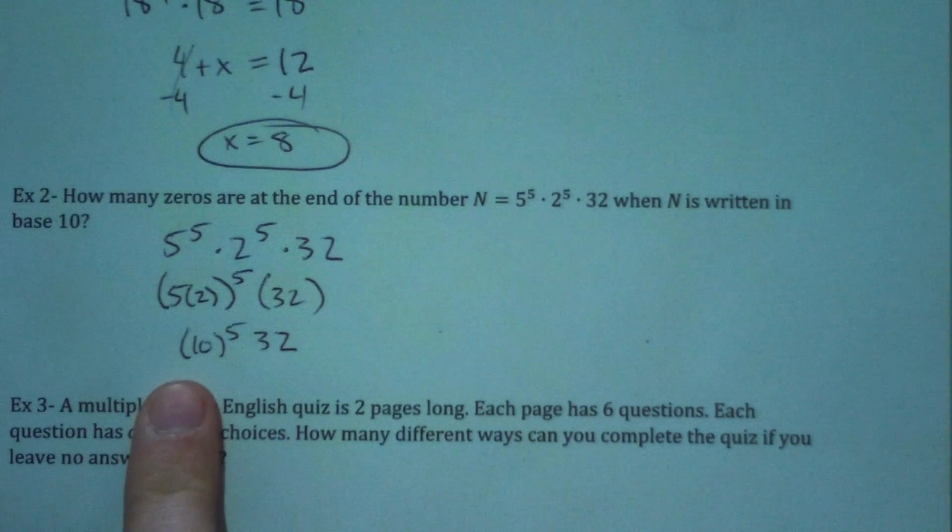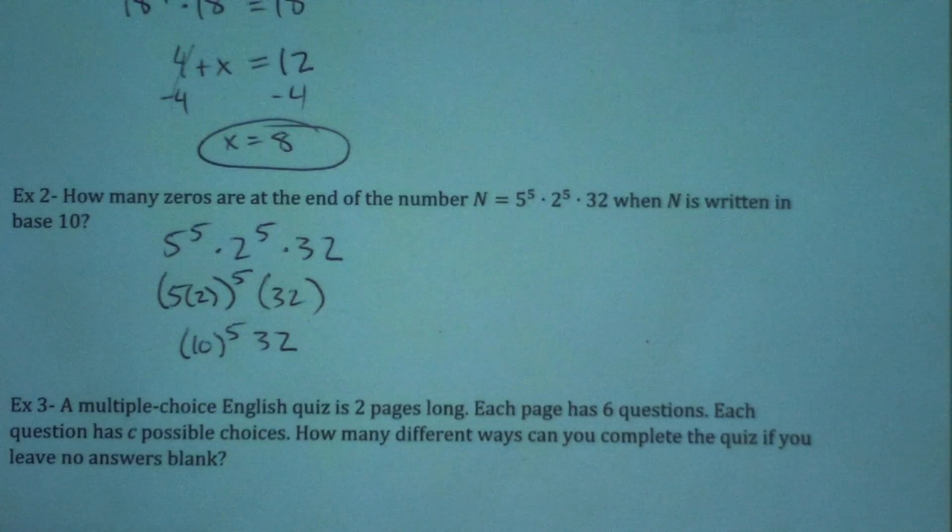All right, next one there. Multiple choice English quiz is 2 pages long. Each page has 6 questions. Each question has C possible choices. How many different ways can you complete the quiz if you leave no answers blank? Okay, so they're not talking about right versus wrong. They're just talking about different ways you could answer these questions.